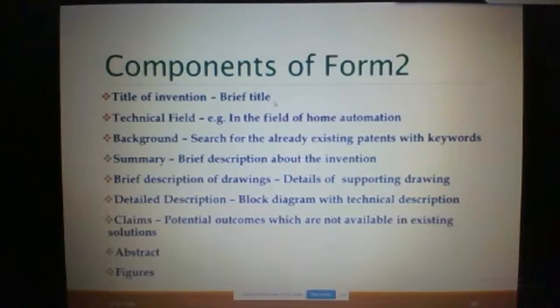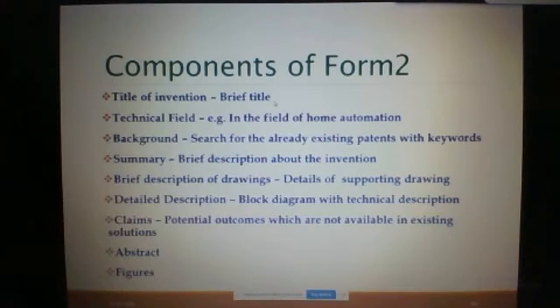Suppose for noting the humidity of the room, I am using this sensor. For temperature monitoring, I am using this sensor. So you have to place everything inside the detailed description. And the claim is the important point, which is called the outcome of the above said invention. Yes, potential outcomes, right? 6, 7, 8 outcomes which are different from the others.